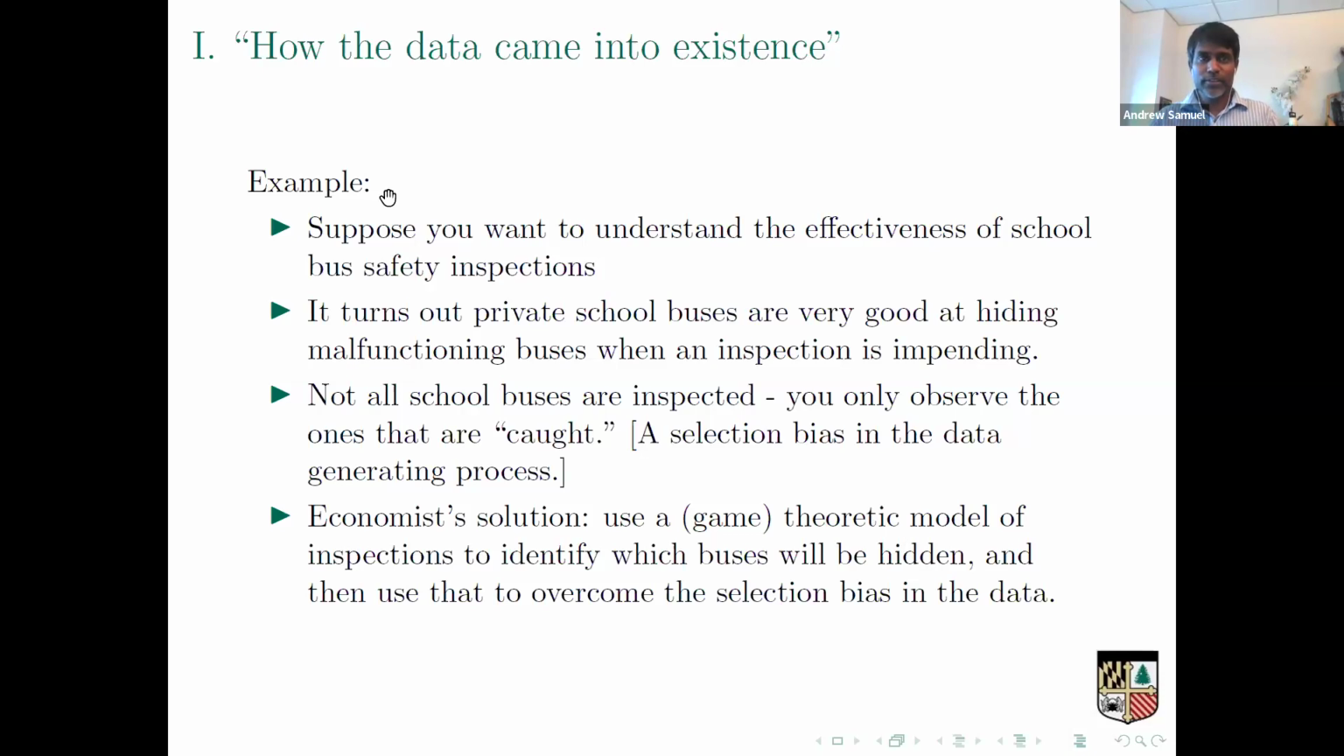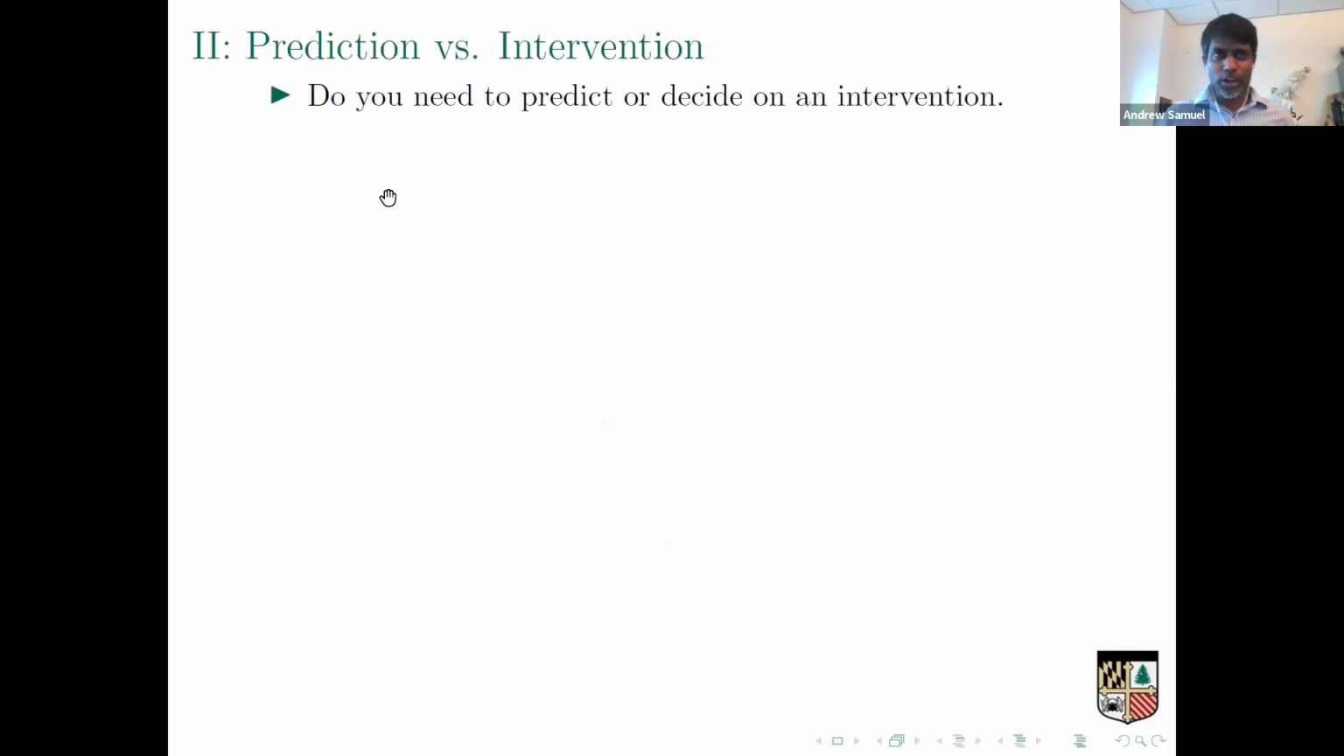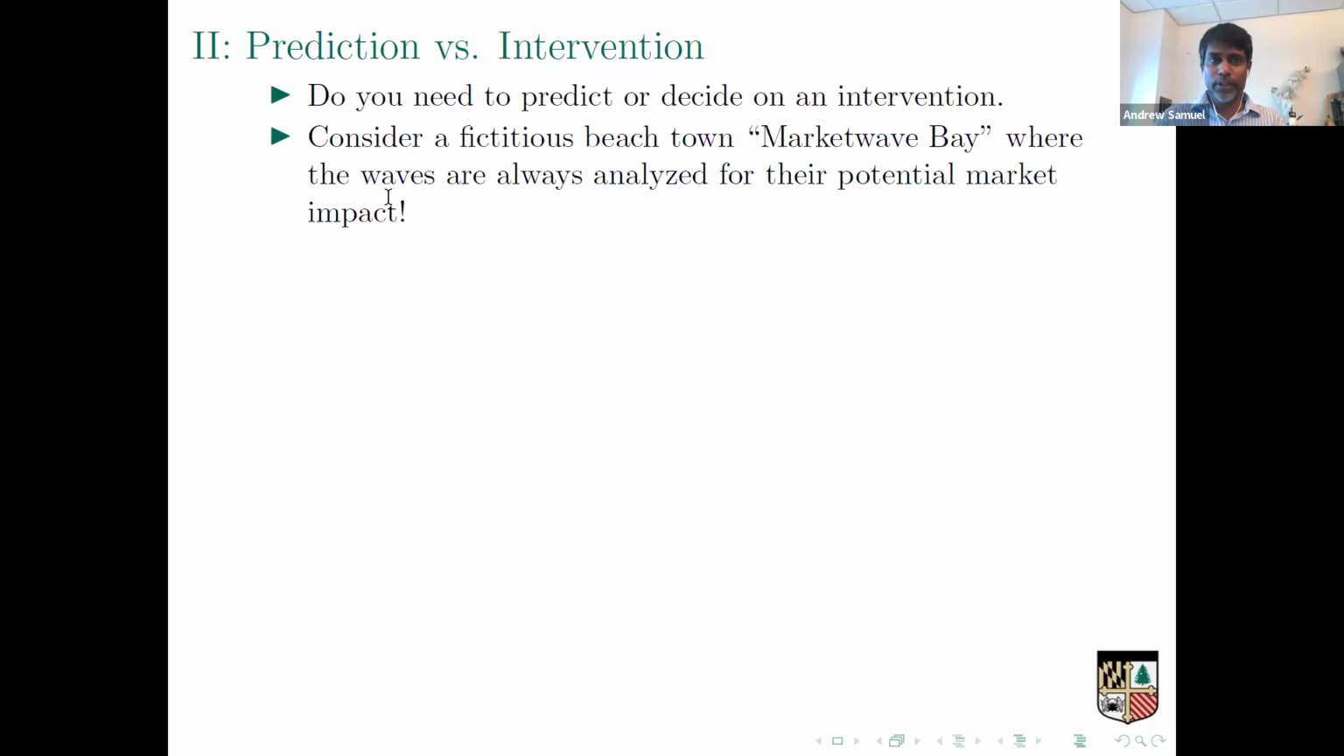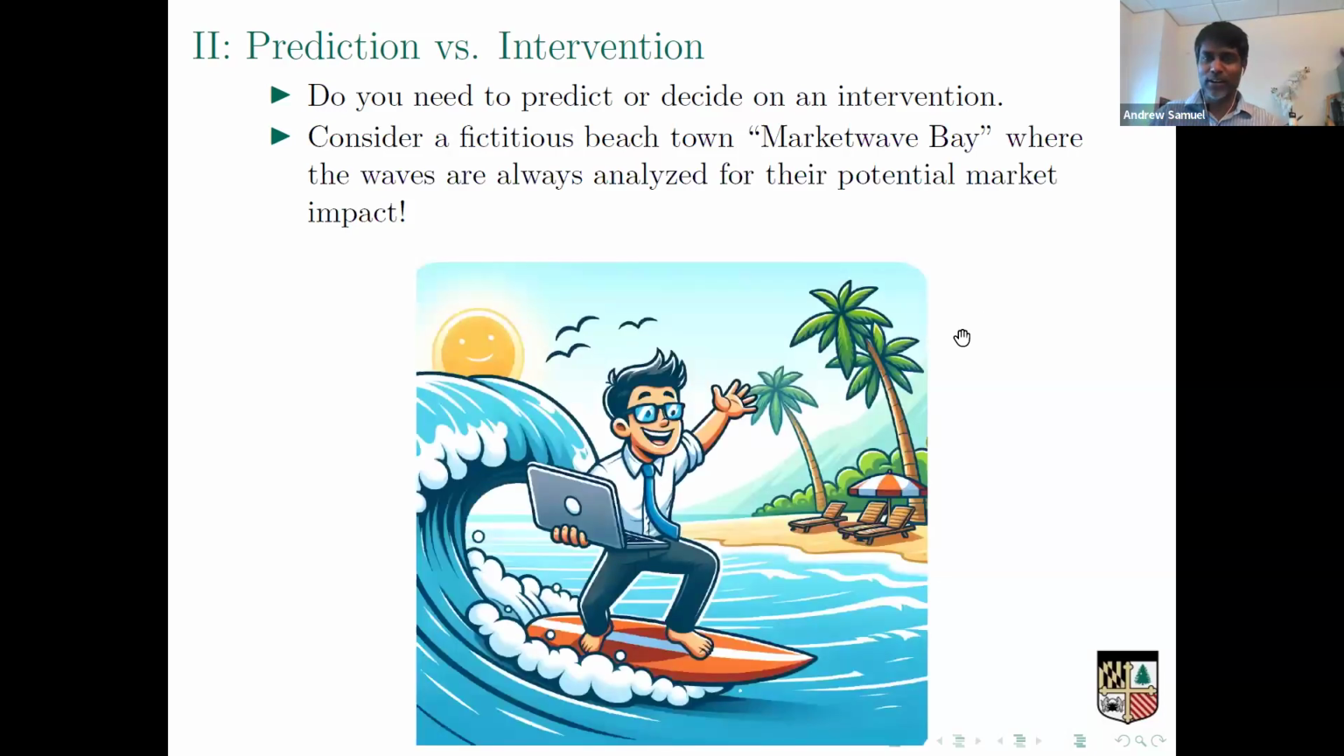The second issue is a little bit more complicated: prediction versus intervention. Do you need to predict or decide on some kind of an intervention? This could be a policy intervention or could be something like changing prices in the context of a firm. So consider a fictitious beach town, Market Wave Bay, where the waves are always analyzed for their potential market impact. Okay, so you've got an economist trying to monitor the waves.